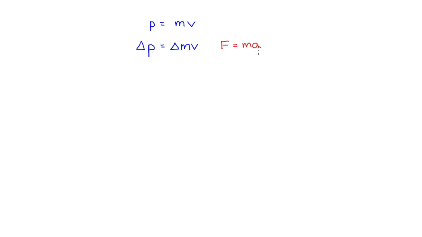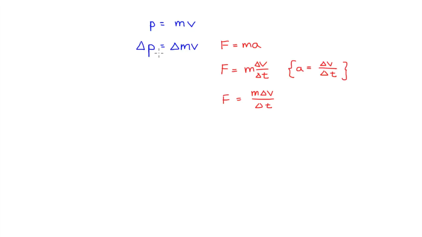So if acceleration is velocity over time, then we get that F, force, is equal to mass times change in velocity over change in time. And that's because acceleration is equal to change in velocity over change in time. Now, this will give us the equation that F is equal to m delta v over delta t. Now, where have we seen this before?